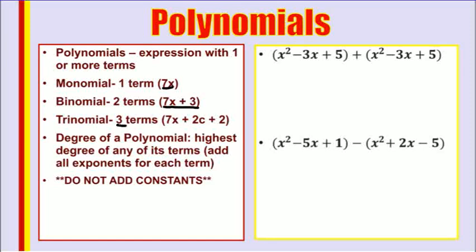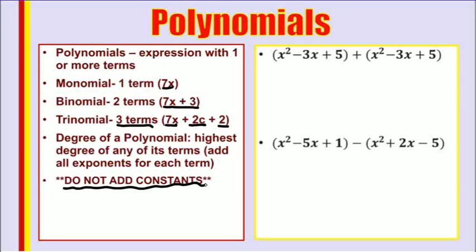A trinomial has 3 terms. 7x is 1 term. 2c is the second term. 2 is the third term. And the degree of a polynomial is the highest degree of any of its terms. So you add up all the exponents for each term. But do not add constants. Constants are all numbers that do not have a variable with them. All constants have a degree of 0.